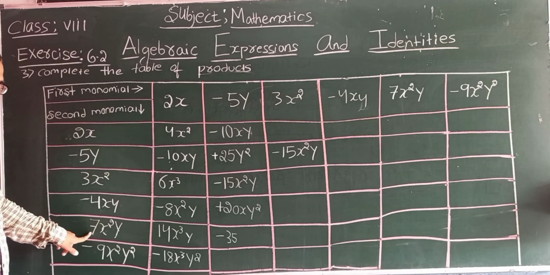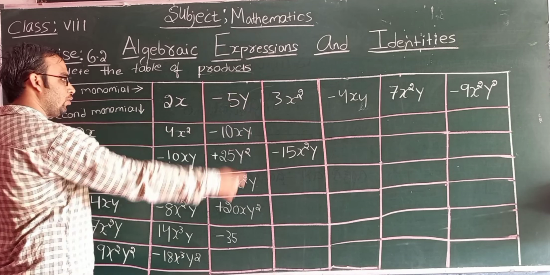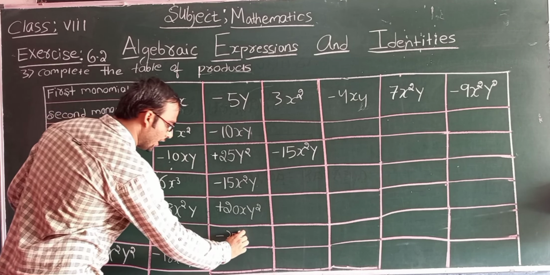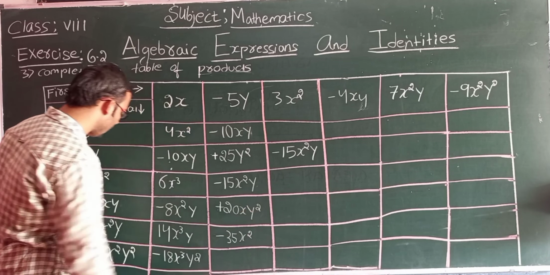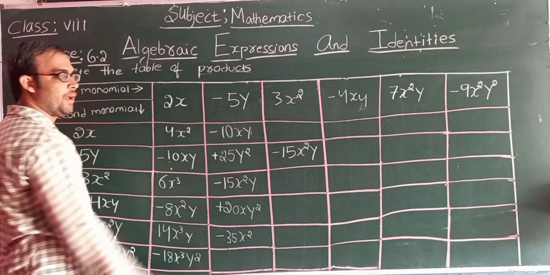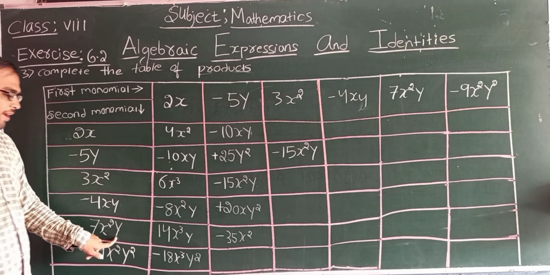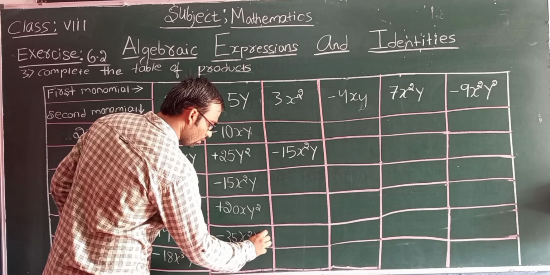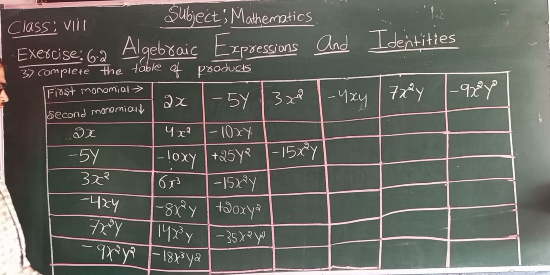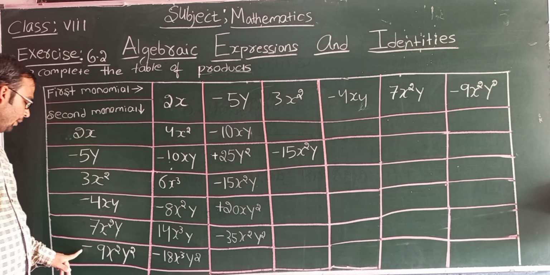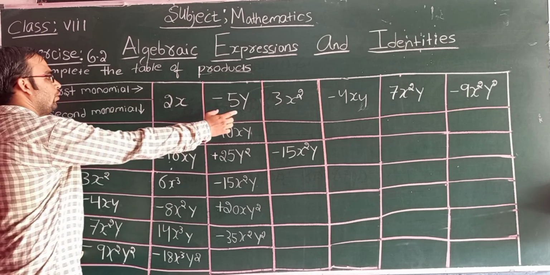7 5s are 35. Here x square is there, here no x square. Okay, so right here only x square. Now y into y. Y into y is what? Y square. Now we need to multiply this term with this one.